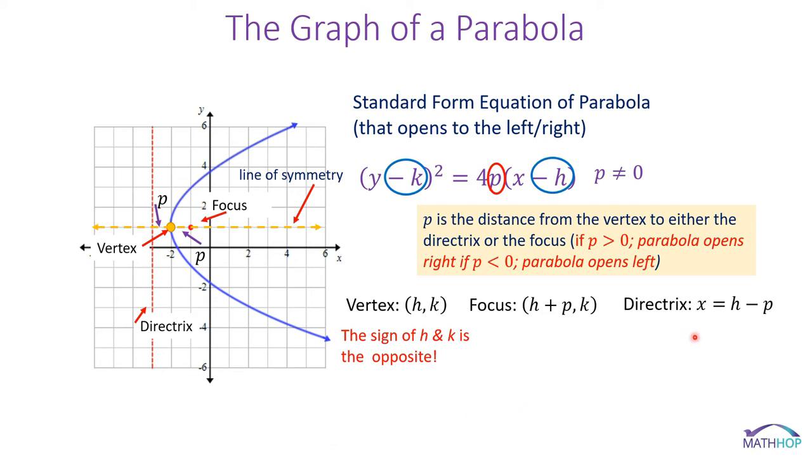Why is it x equals? Because vertical lines are x equals. Remember, a vertical line is an x equals because all the x coordinates on this line are the same. All right, let's move on to something else.